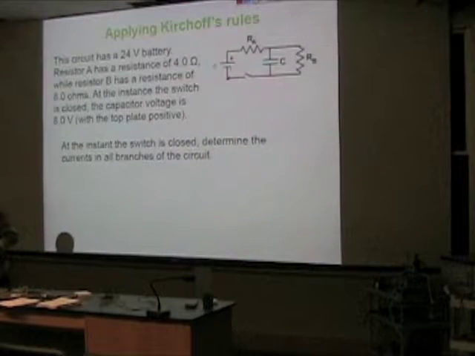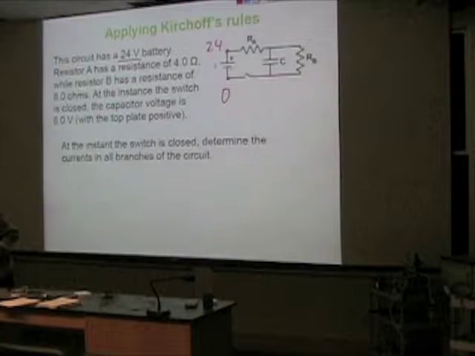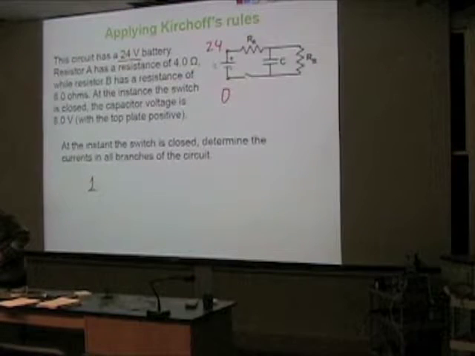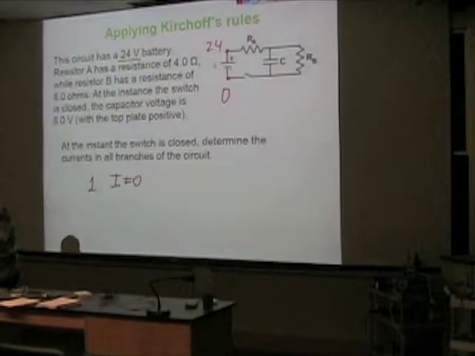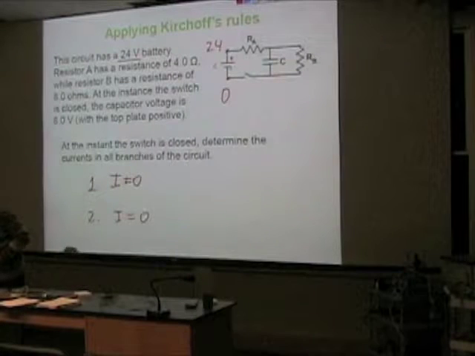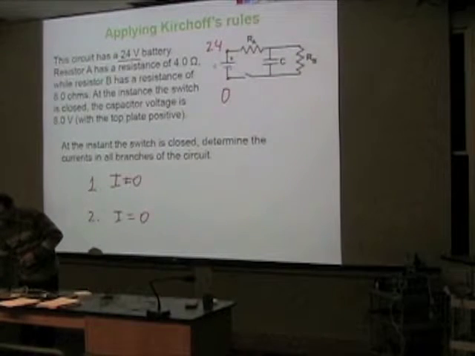Well, this potential is 0. This potential is 24. Is there, or is there no current in this circuit? If you think the current is present, you will press 1. If you think there is no current in the circuit at all, please press 2.